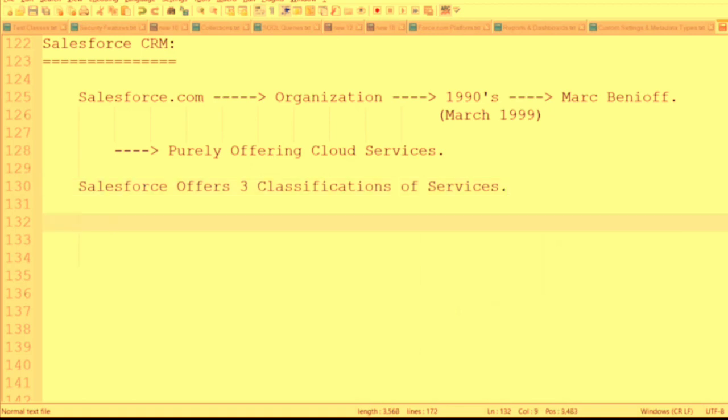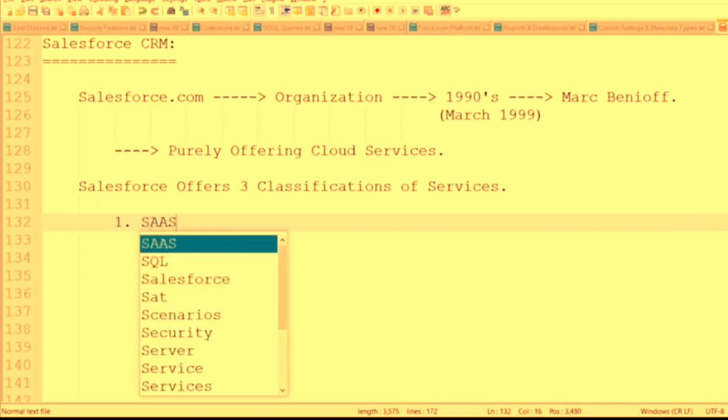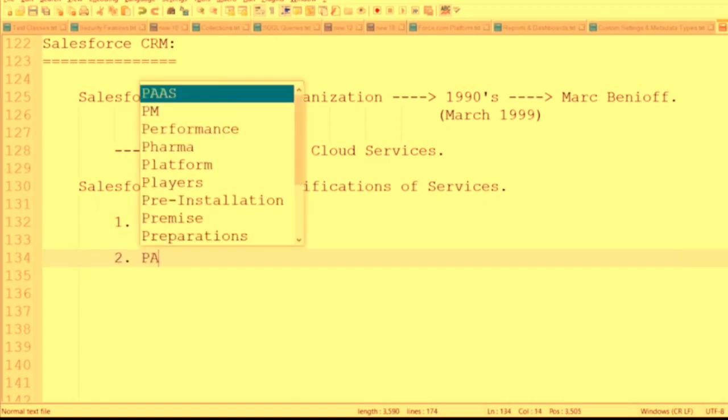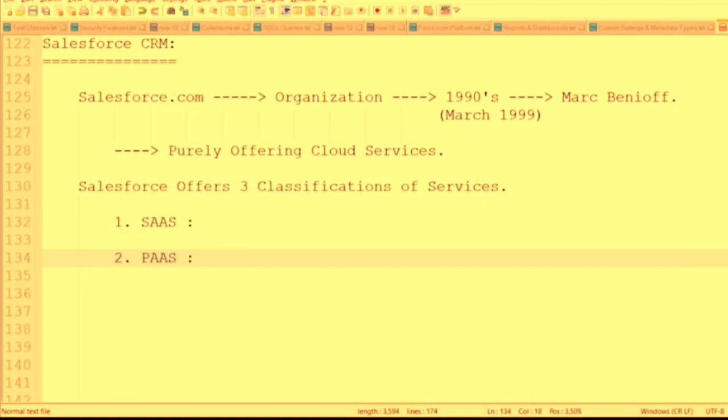Three classifications of services. What are those three classifications? First one, software as a service. Second one, platform as a service. Third one, infrastructure as a service. Now, as part of this course, I will be covering all these three parts also.